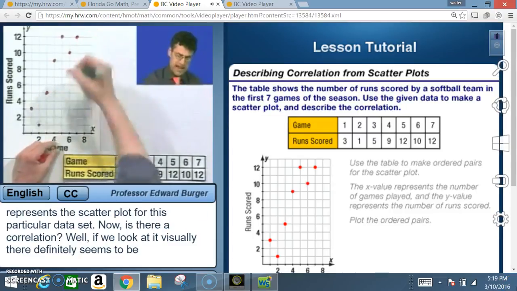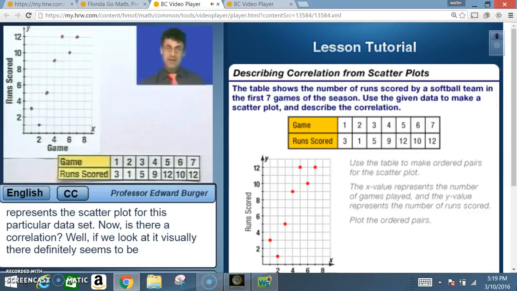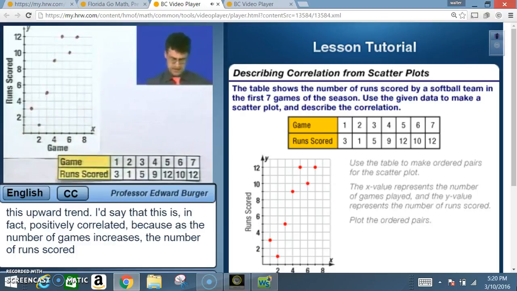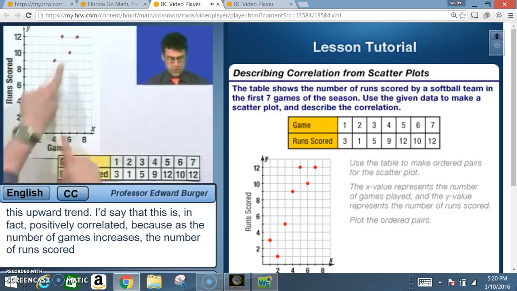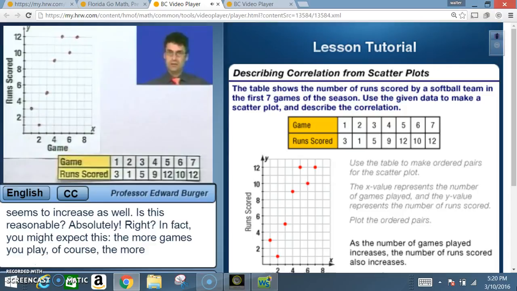This represents the scatter plot for this particular data set. Now, is there a correlation? Well, if we look at it visually, there definitely seems to be this upward trend. I'd say this is, in fact, positively correlated, because as the number of games increases, the number of runs scored seems to increase as well.